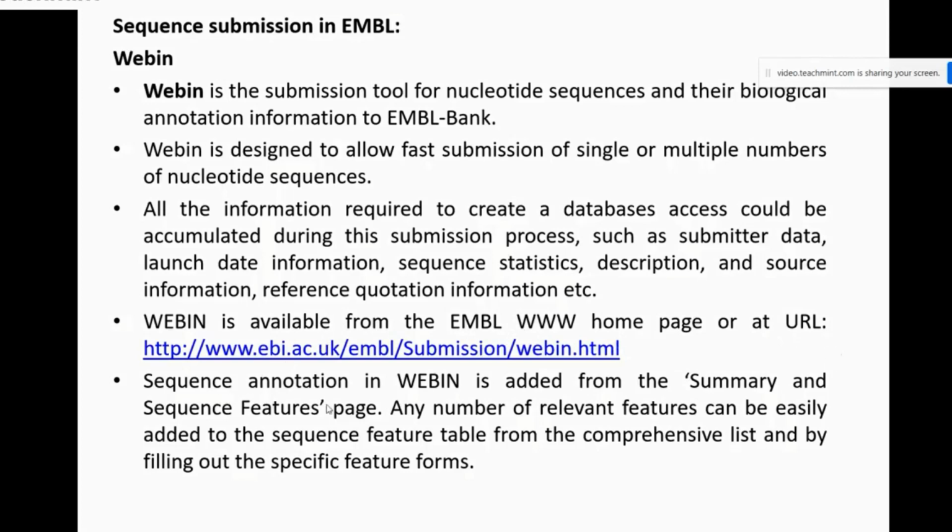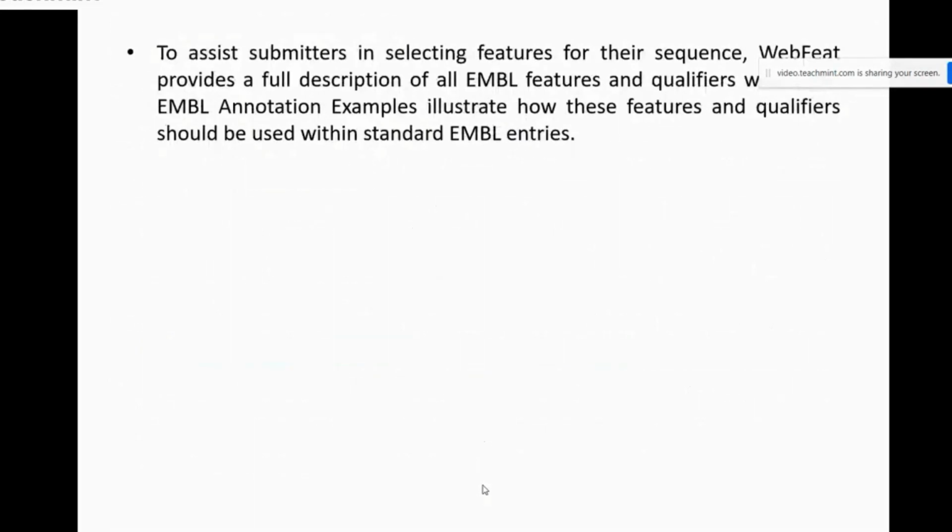The sequence annotation in Webin is added from the summary and sequence feature page. Any number of relevant features can be easily added to the sequence feature table from the comprehensive list and by filling out the specific feature form. To add annotation, you have to go to the summary and sequence feature page. Okay, from where you can add any number of features to your sequence.